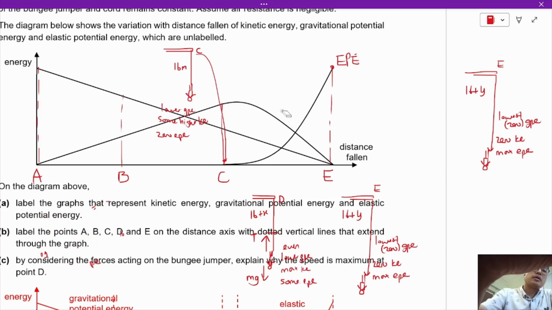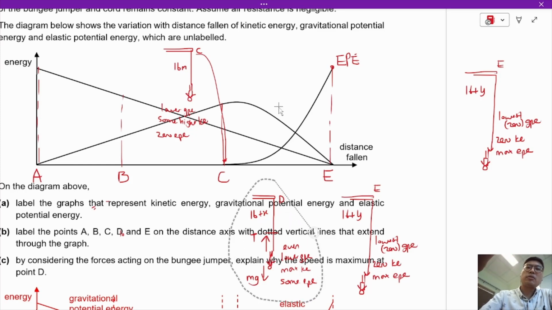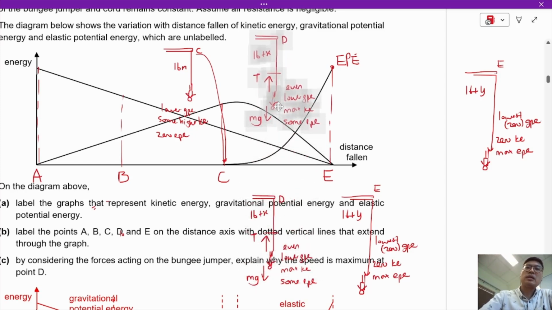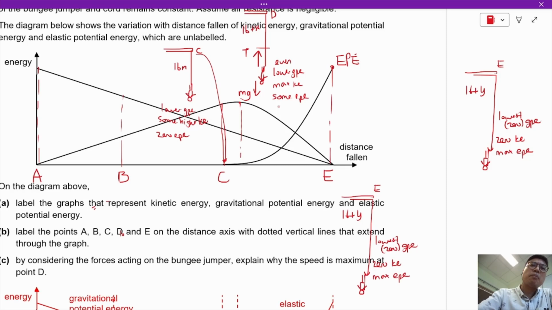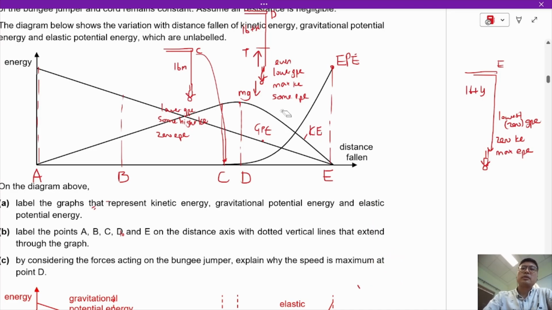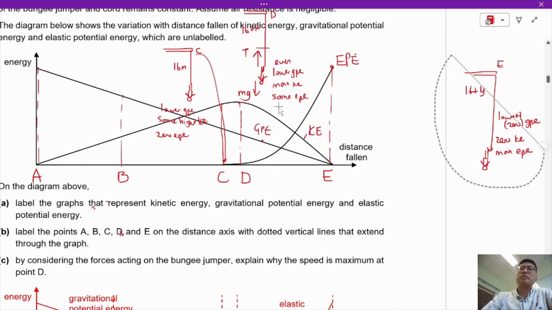Now let's take a look at point D. At point D, you're going to have maximum KE. So the KE over here is maximum at point D. So this graph must be KE, and this graph must be GPE. Okay, so let's take a look at how the graph works and compare it with your drawing from before.